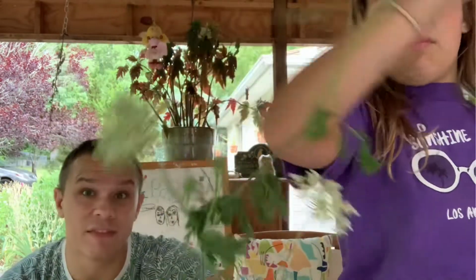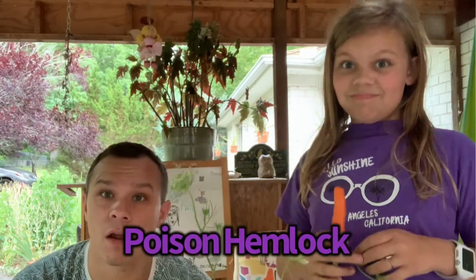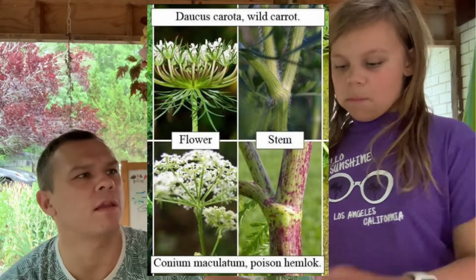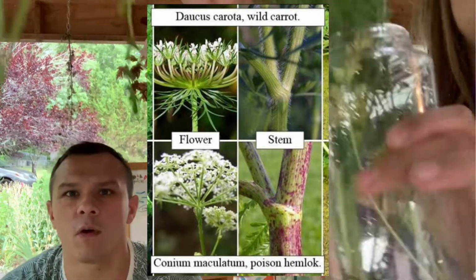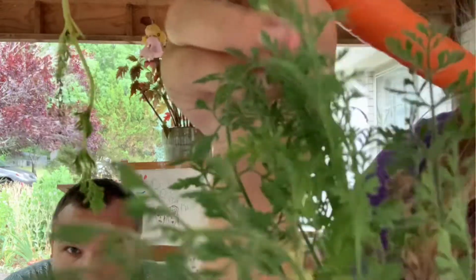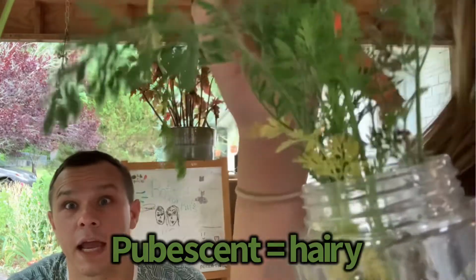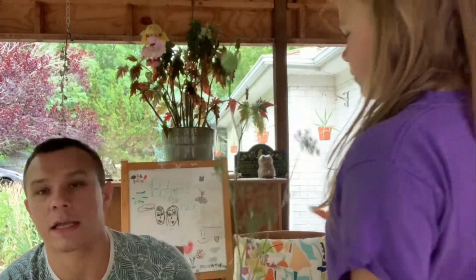Now we have to be careful, because this carrot also looks like a really poisonous plant called poison hemlock. We talked about that before. Poison hemlock has a purple stem that's smooth, whereas this has a hairy stem. See if you can show them the stem up close. The fancy botany word for a hairy stem is pubescent. But poison hemlock, which we did not collect any of because it's super poisonous, has a smooth purple stem. The word for smooth in botany is glabrous.